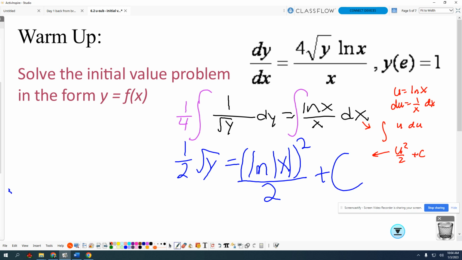Can someone solve for C and get y by itself? Okay. Looks done. I kept the 4 on the end. Okay, doesn't matter. Right now, if I multiply everybody by 2, I get the square root of y equals natural log of x squared plus c. I did not double the c and I don't have to.